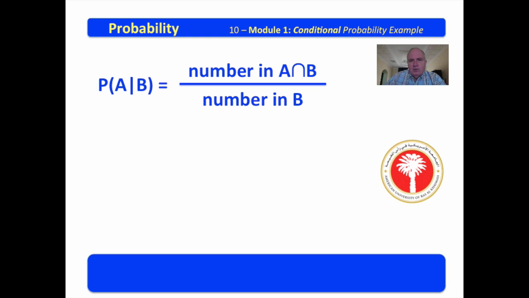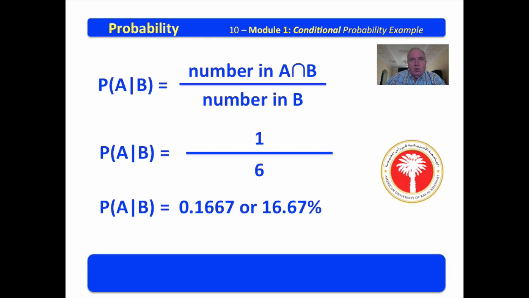So in our formula, where the number in A intersect B is divided by the number in B, we get 1 over 6, or 0.1667, or 16.67%. I will remind you that for some reason, statisticians just love 4 decimal places. I don't know why it is, but we will humor them on that. That's because most of the tables are in 4 decimal places. We'll just go with it.